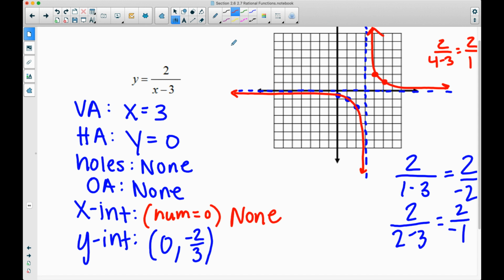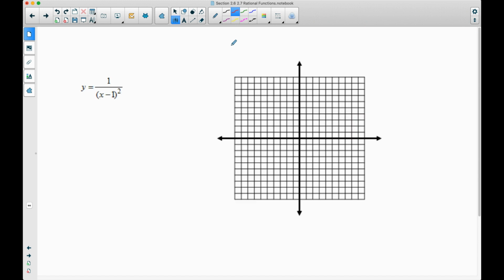Okay, questions so far? We're just going to do a bunch of examples like this to make sure we know how to graph them. Go ahead and write out all my details here: vertical asymptotes, holes, horizontal asymptotes, oblique asymptotes, x-intercepts, y-intercepts.